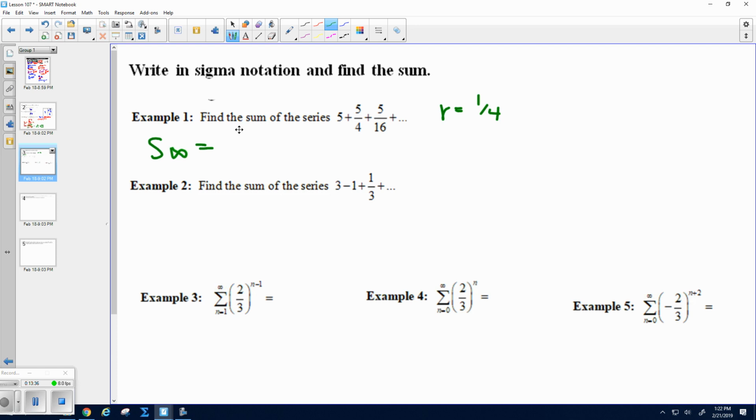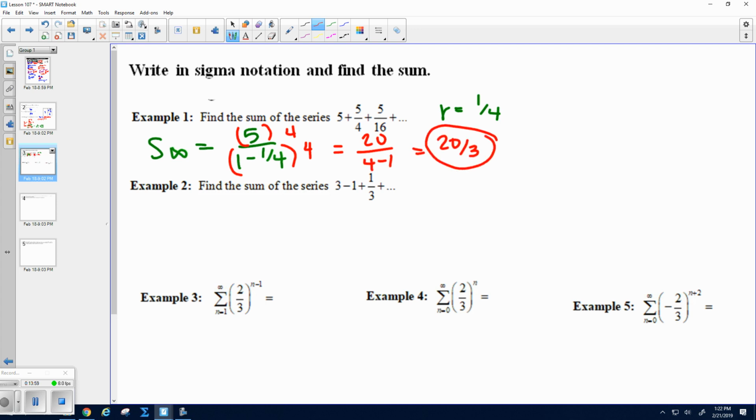A1 is what? Good, over 1 minus R. Instead of actually doing the fractions, you guys, multiply the top and bottom by 4. It's faster. So in the numerator, we get 20. Distribute the 4 here, and I get 4 minus 1, which is 20/3. So if I keep adding those numbers forever and ever, it will eventually get to 20/3.